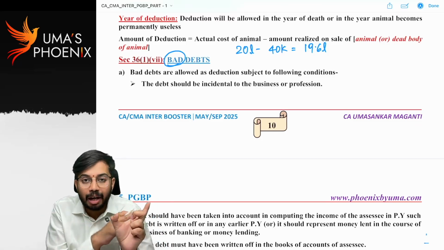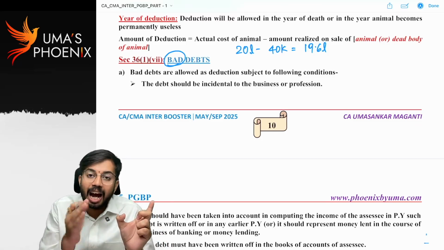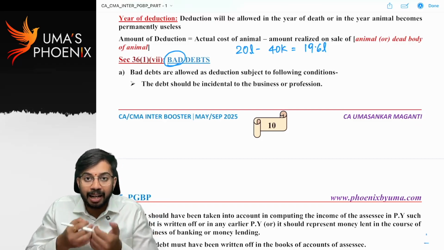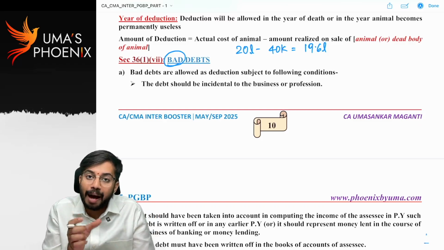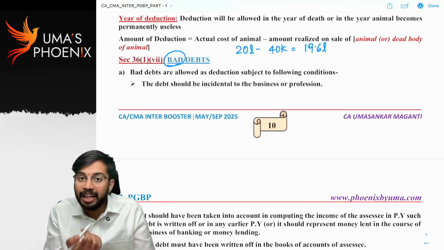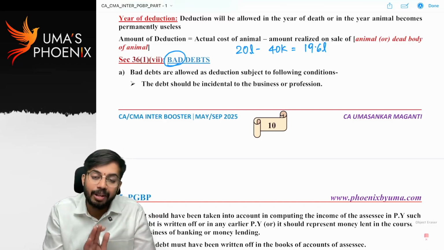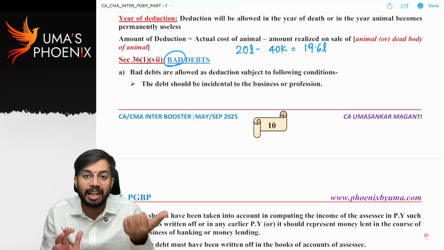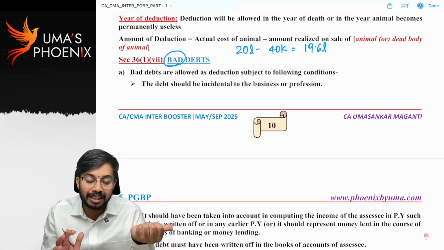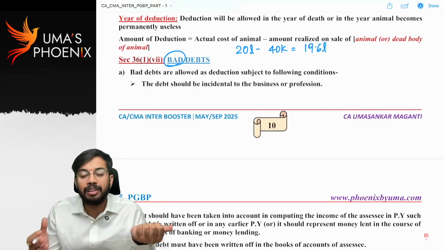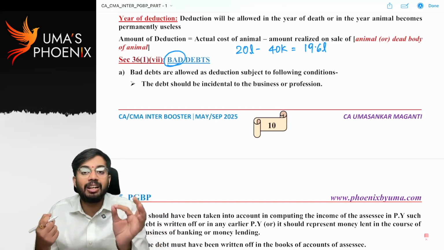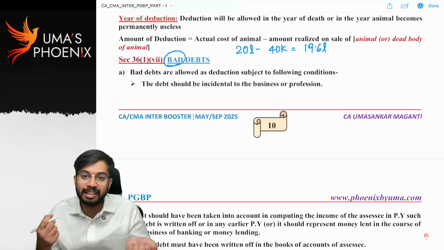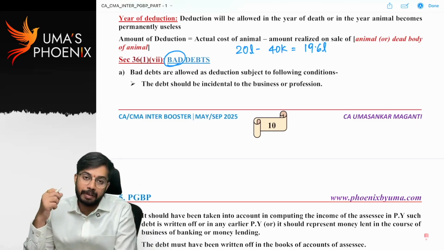Out of 1 lakh income, only 40,000 is realized and the balance 60,000 is not realized. So in order to claim bad debts as expenditure, the bad debt amount should initially be recognized as income. Whenever the bad debt amount is already recognized as income in the P&L account on accrual basis, and subsequently that amount is not realized, then the amount that could not be realized is allowed as expenditure.